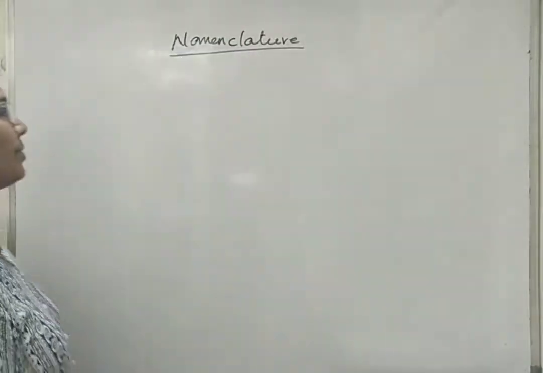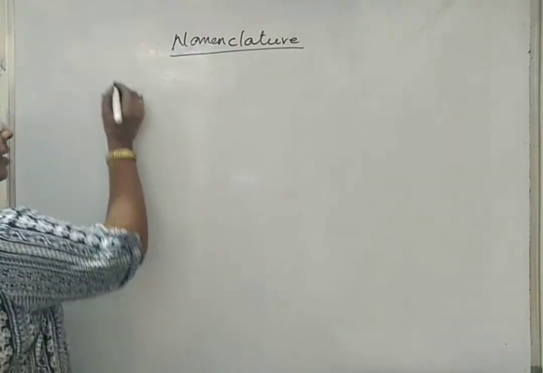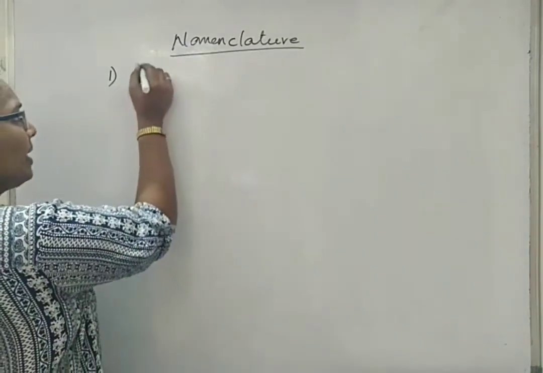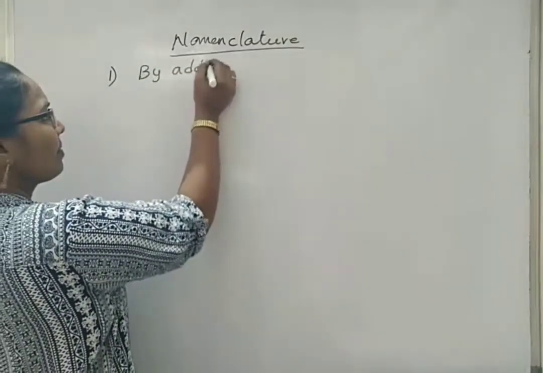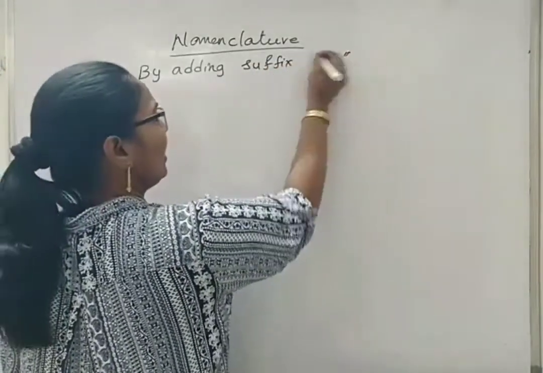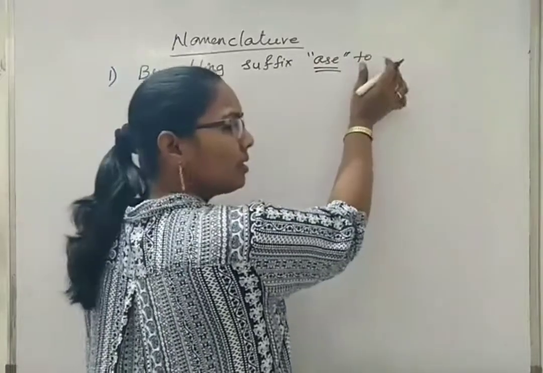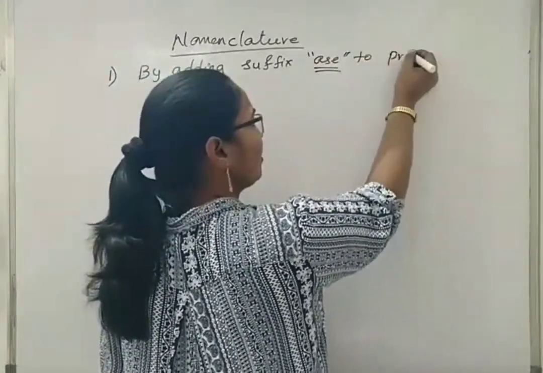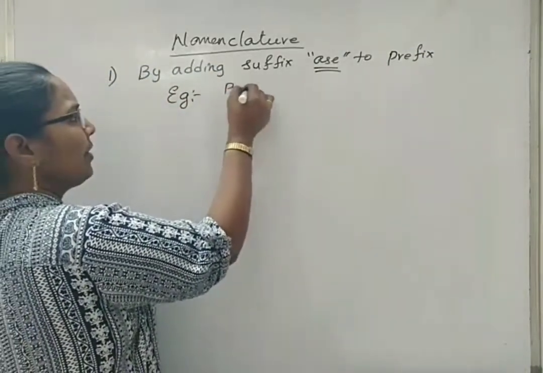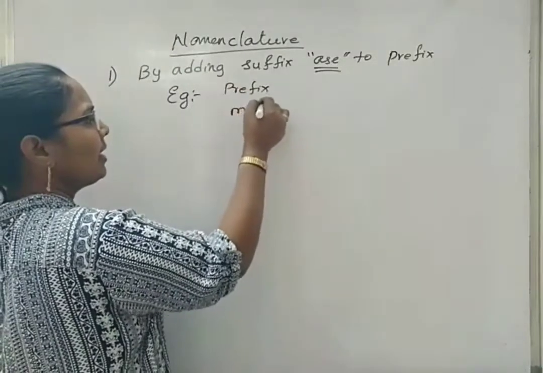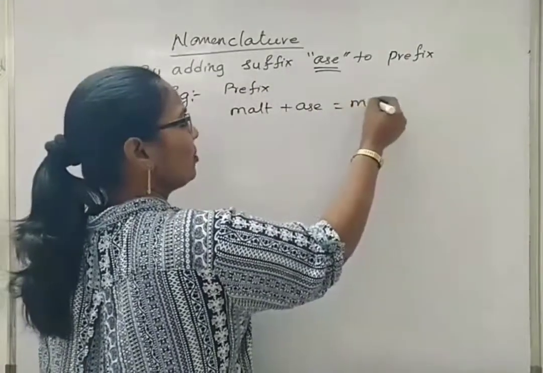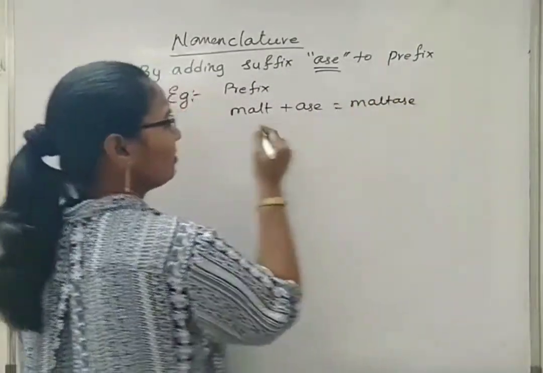Nomenclature of enzymes means naming of enzymes. Enzymes are named based on three different features. First, by adding the suffix 'ase' to the term prefix. Here we can take an example like the prefix malt plus ase, the suffix, which together constitutes maltase.